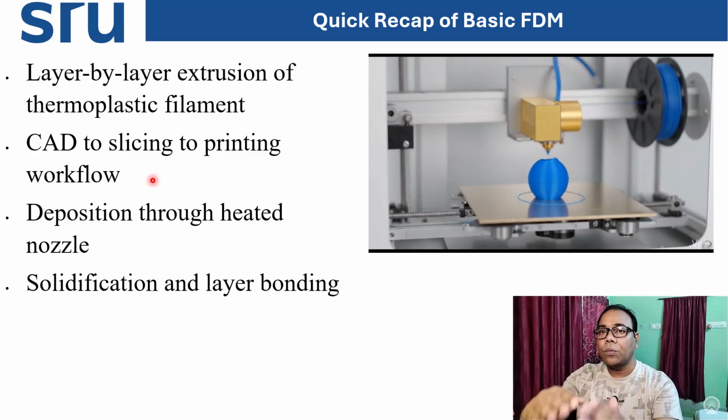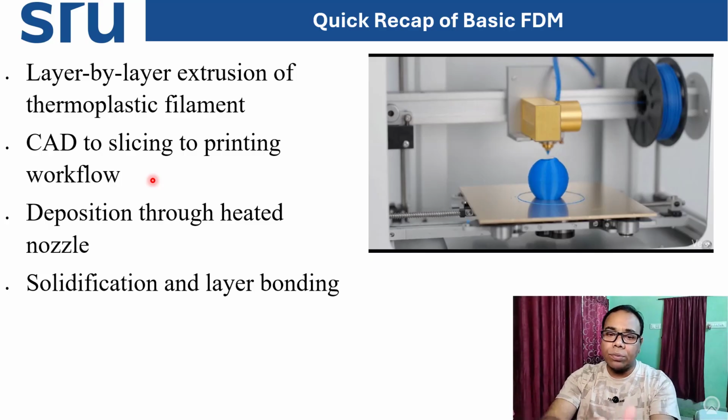For that we require slicing of the entire product layer upon layer. For each layer, what information is required: the contour, X coordinate, Y coordinate, Z coordinate, as well as the rotation, maybe clockwise or anti-clockwise. Those details are required by the machine.